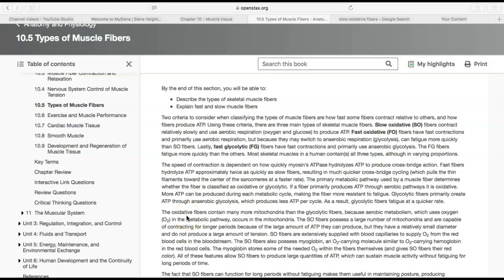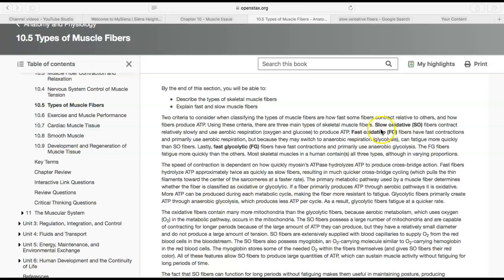Alright everyone, I just wanted to walk through 10.5 pretty simply with you, talk about a few terms just so you understand what's going on. So basically there's three types of muscle fibers in muscle tissue. And most muscle tissue will have all three types, but they'll have them in varying proportions.